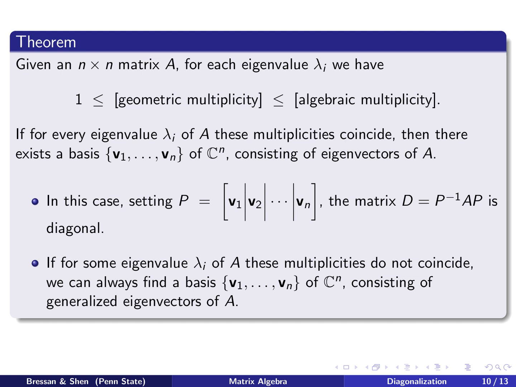If this doesn't hold, that is, for some eigenvalue lambda i these multiplicities do not coincide, meaning you have a strict less-than sign here for some lambda i, then we can always find a basis v1, v2, ..., vn of Cn consisting of generalized eigenvectors of A, the concept that we talked about in this lecture.